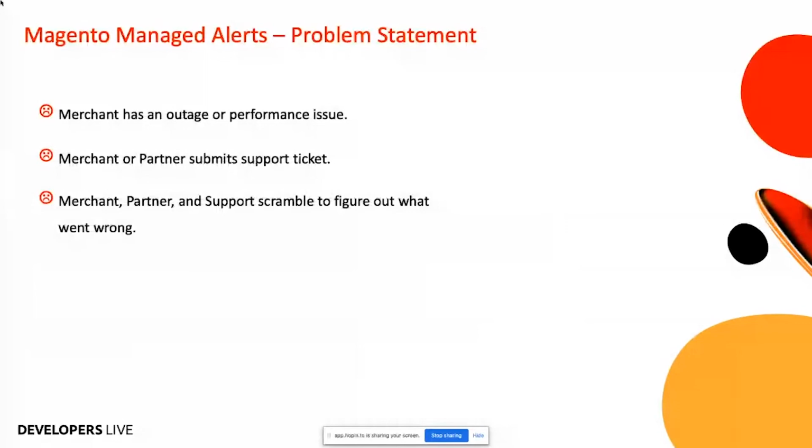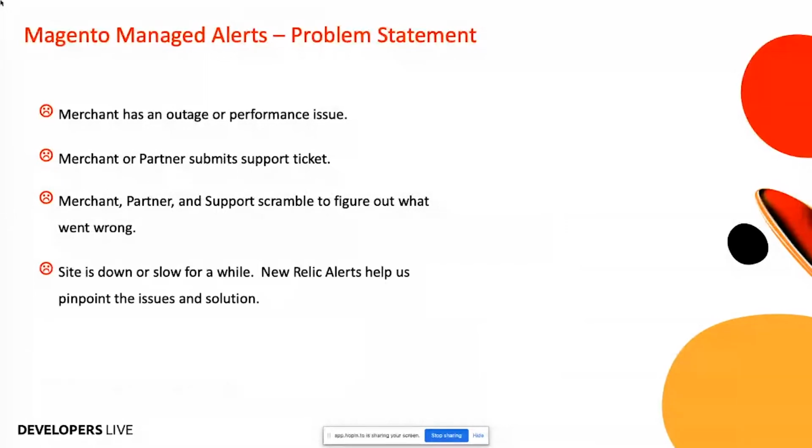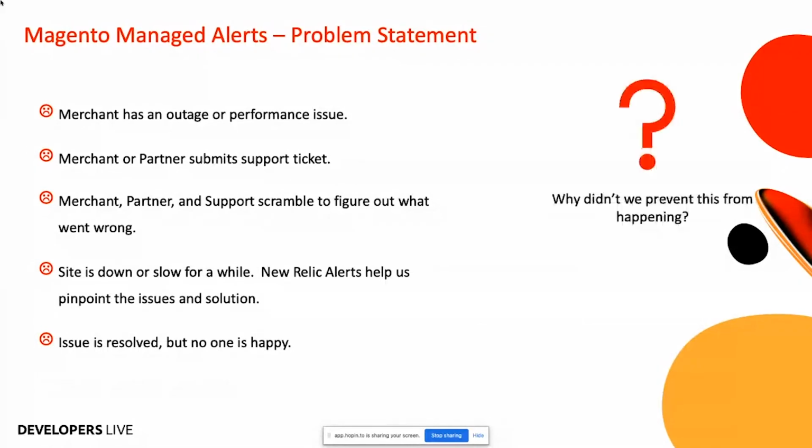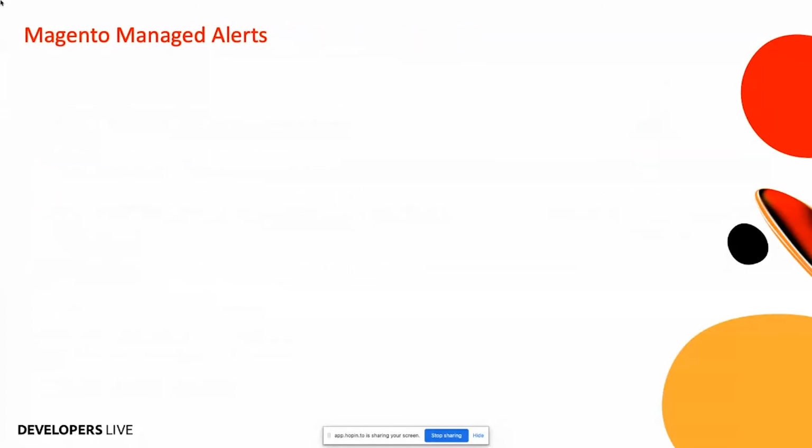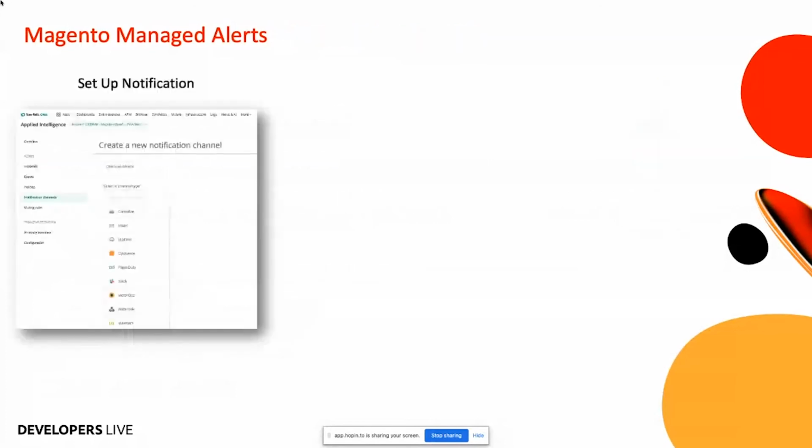New Relic helps us figure out what the issue is and what the solution is. The issue is finally resolved, but no one's happy. Downtime never makes anyone happy, and any amount of time it takes to resolve it is never short enough. So the big question is, why didn't we prevent any of this from happening? Well, now we're offering Managed Alerts to solve for that.